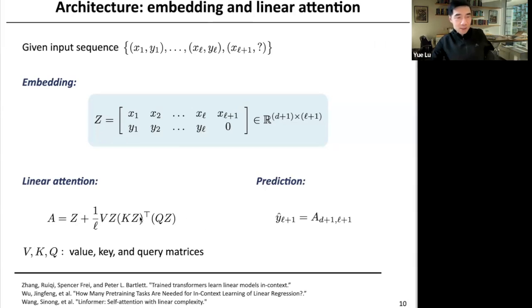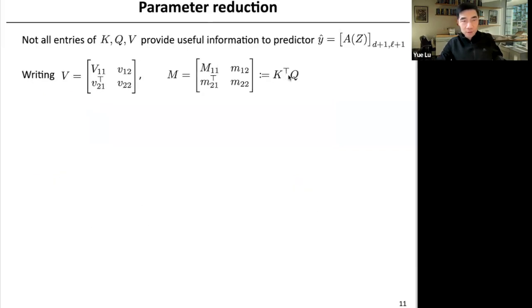Here, first of all, written in this way it is a cubic system because you have V, K, and Q. The first simplification that we have done is to combine K transpose and Q into a single matrix. So this problem becomes quadratic, right? K transpose Q is combined into a single trainable parameter matrix M. So the problem is becoming quadratic, but still it's non-convex. It's not a linear system.